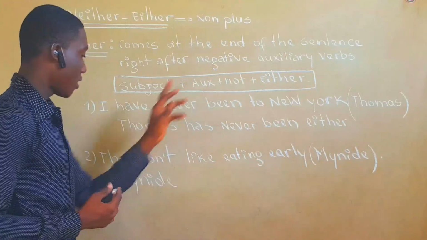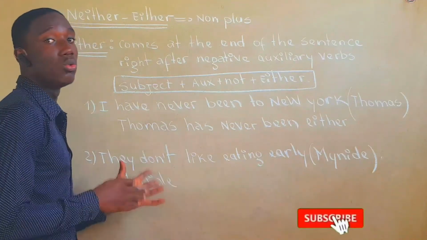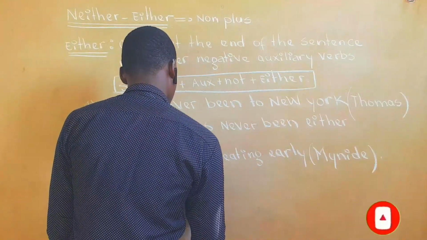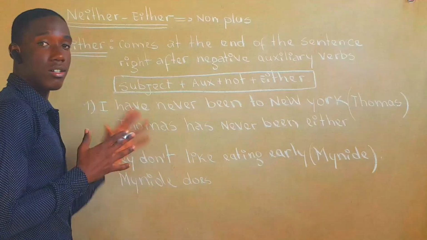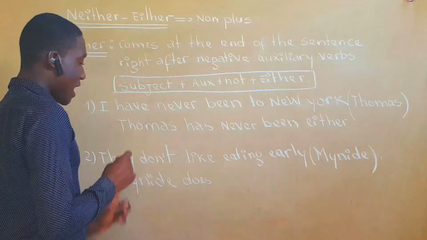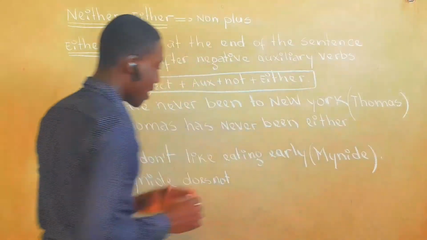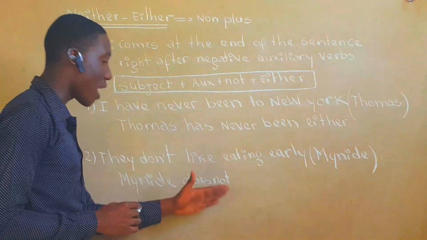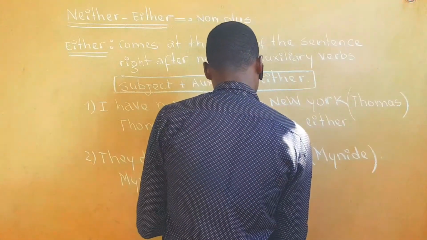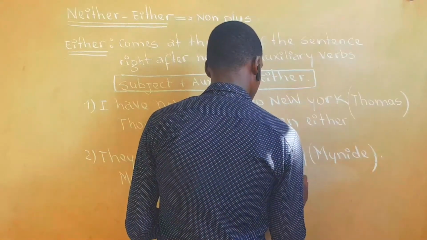Plus auxiliary. Auxiliary do, don't. We have don't or do not. The auxiliary comes as does, because Mayneed is a roommate. Don't say do for a roommate, it is does. Mayneed does not, or doesn't, like either.